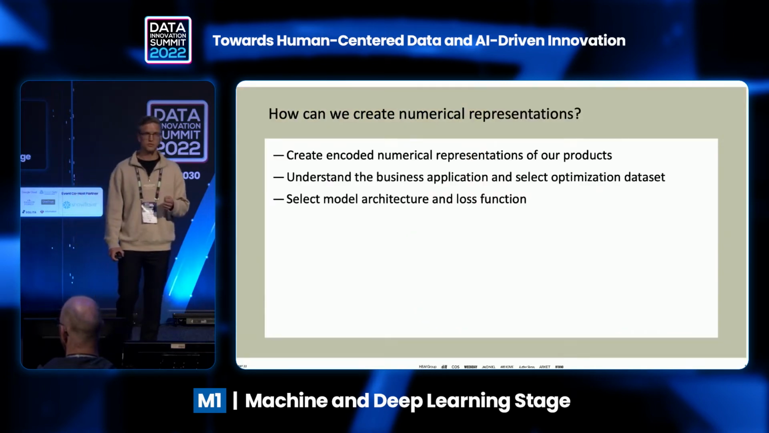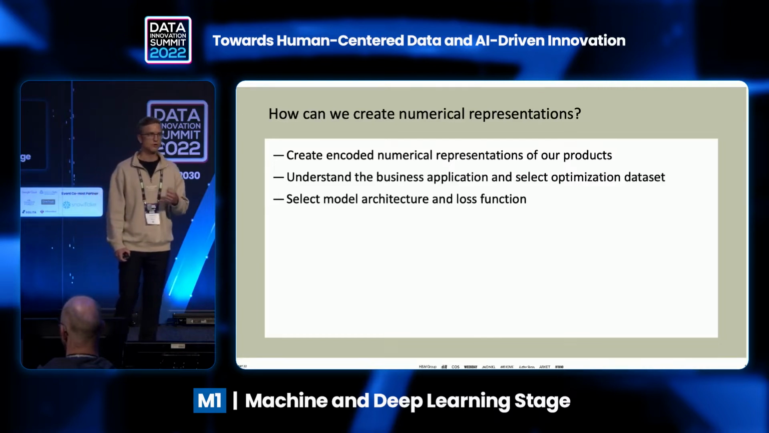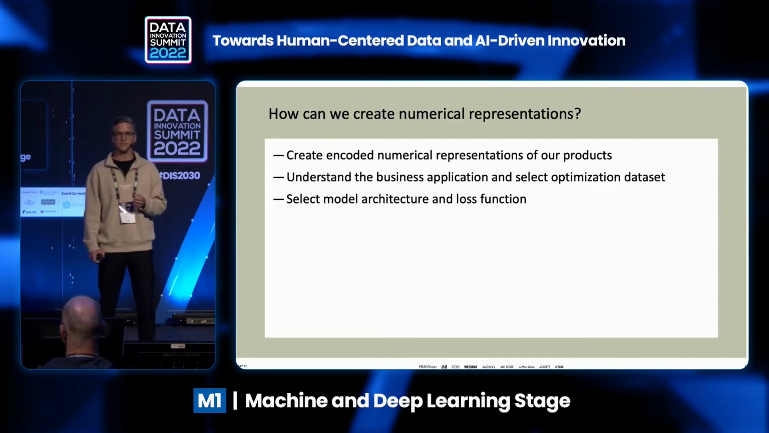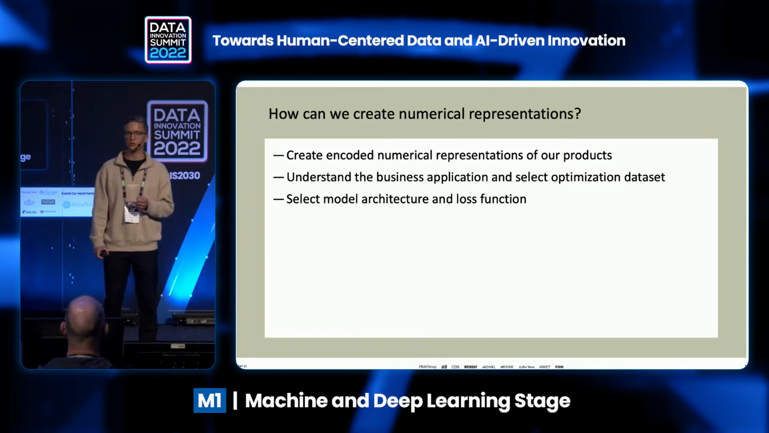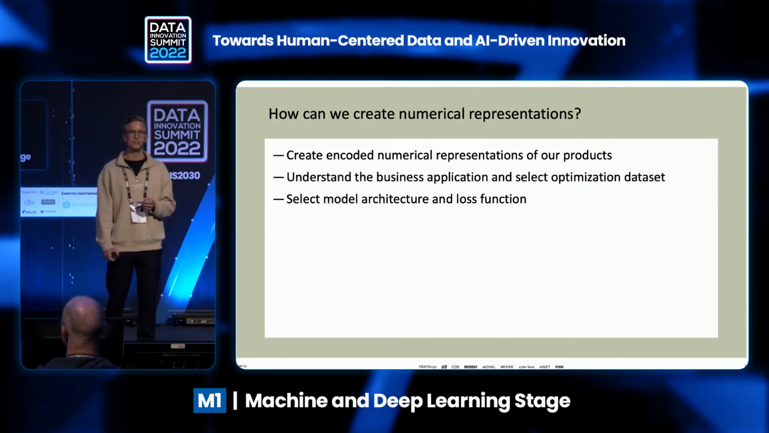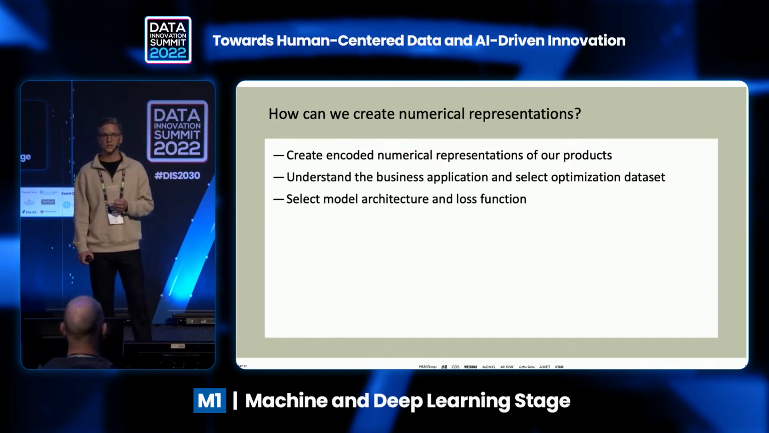There are basically 3 different areas we have defined for creating these embedding spaces. First, you need to choose the encoders. Then you also need to focus on the business applications within your domain. Then you also need to select a data set to optimize this on so that you're reaching your business goals, but also pick a model architecture and a loss function for actually creating these embeddings.